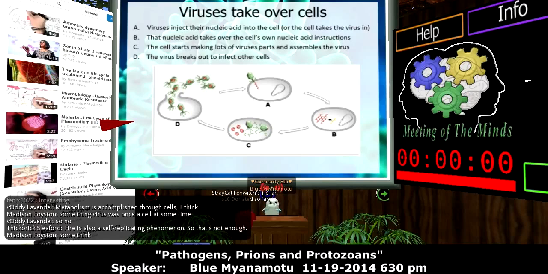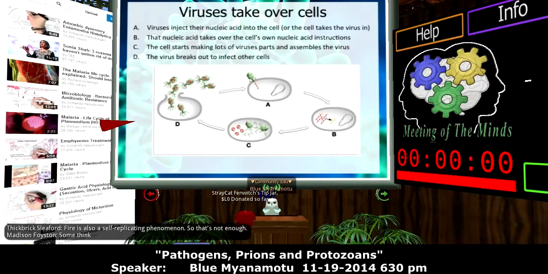Let's see, Vadi says metabolism is accomplished through cells. Exactly right. Let's see, Madison says something virus was once a cell at some time. Yes, and in fact what's interesting is in some cases when viruses pop out of cells, their protein coat is actually partially made out of cell membrane, which is again kind of gory if you think about it. It's just basically saying, oh, thank you very much, cell. I'm just going to take all of you and goodbye, and I'm going to infect other things. Yes, Madison, you're talking about retroviruses.